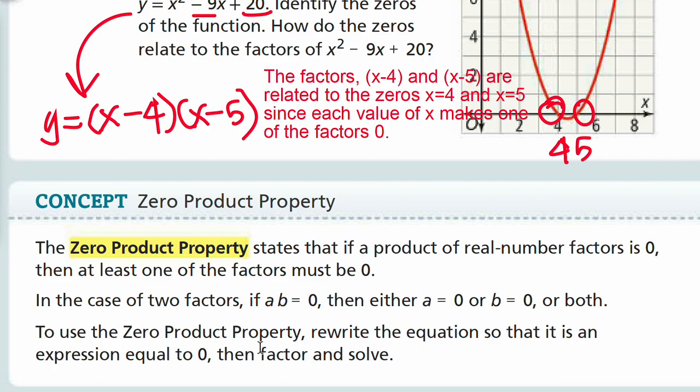In using this property, you can rewrite the equation so it's an expression equal to 0, like this, to figure out the zeros. So you factor out and solve for the zeros. Okay, we'll really dive into this property in the next example in the next video.